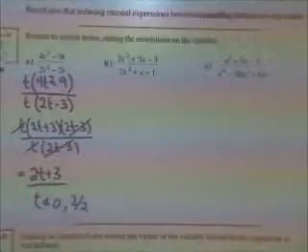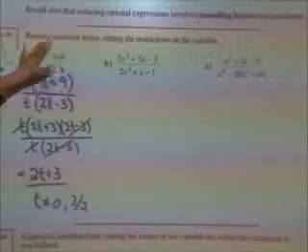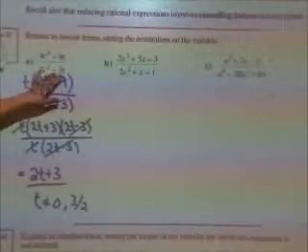2t plus 3, with a restriction that t cannot equal 0 or 3/2. And that again goes to the original expression, because in this expression right here, t could equal 0 because I'd get 3. Or t could equal 3/2 because I would get 6. It's when I introduce it into the original expression that I get a 0 in the denominator.